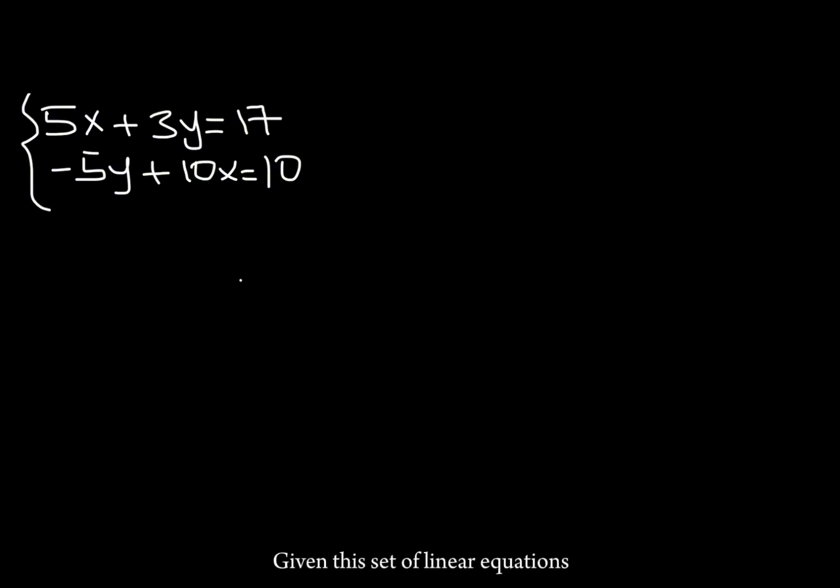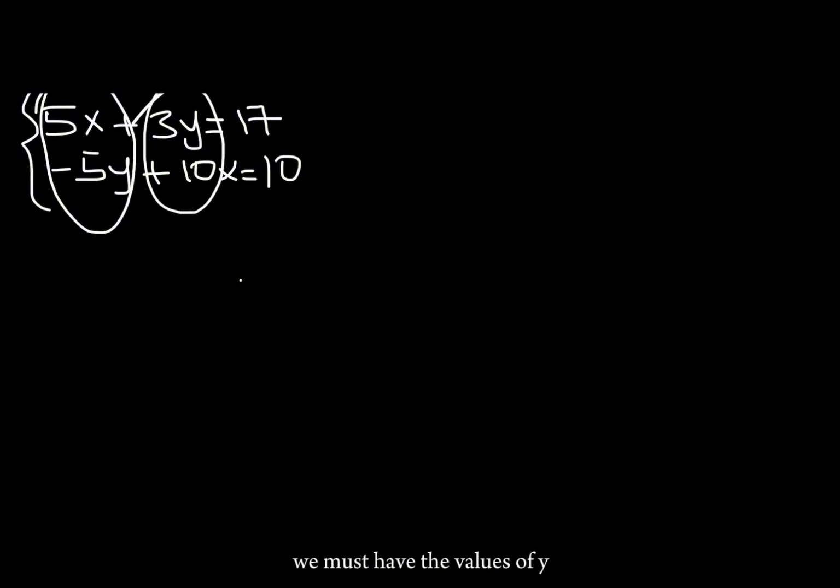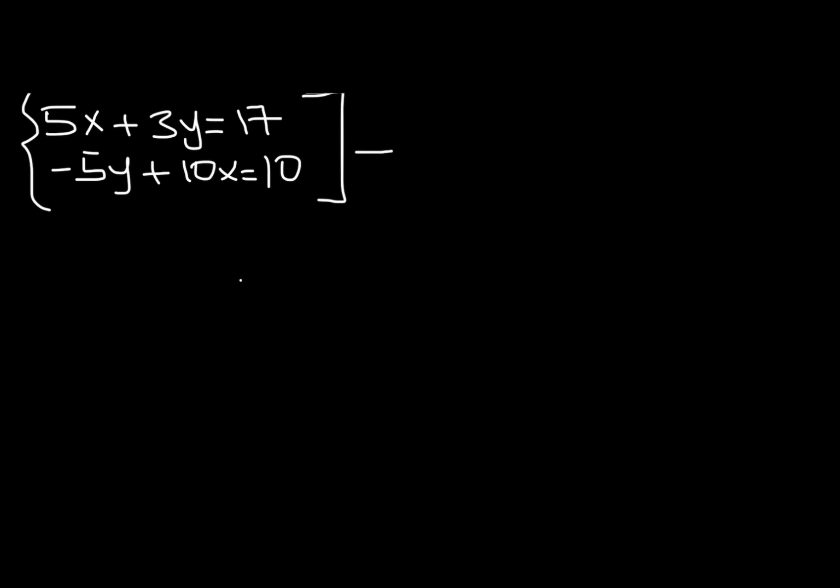Given this set of linear equations, solve for x and y. Now we notice that the set of equations is not in the correct order. The values of x and y are not in the same column. Here we must have the values of x, and here in this column we must have the values of y. Therefore, we need to readjust this set of linear equations in order to solve. It will look like this.